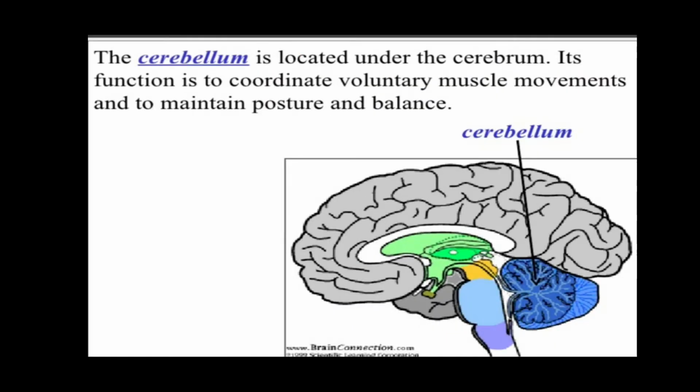Next is the cerebellum. Students, it is located under the cerebrum and its function is to coordinate voluntary muscle movements, and it also helps us to maintain the posture and balance of our body.